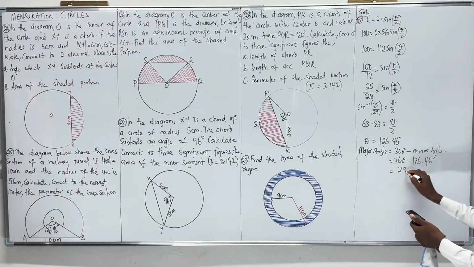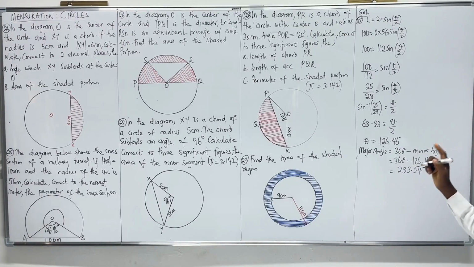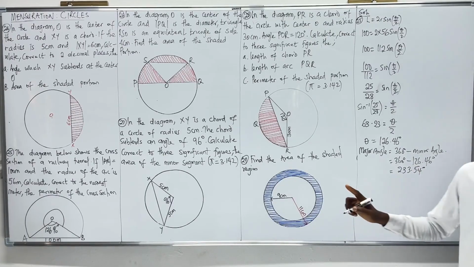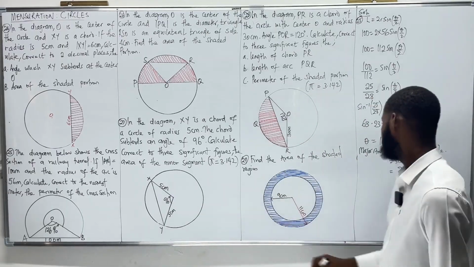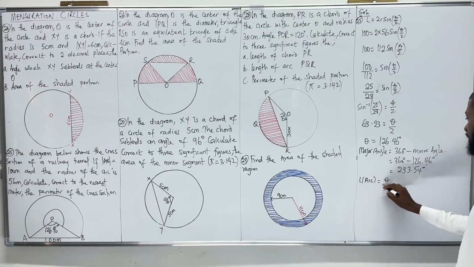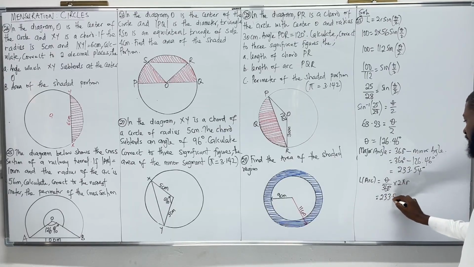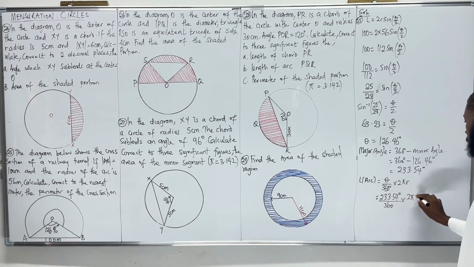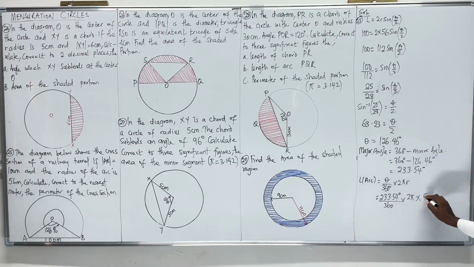So that will give 233.54 degrees. So this is what we have as the major angle. So with this, let's now find the length of the arc. So length of arc is theta over 360 degrees times 2 pi r. So the angle is 233.54 divided by 360 times 2 pi times the radius, which is 56.